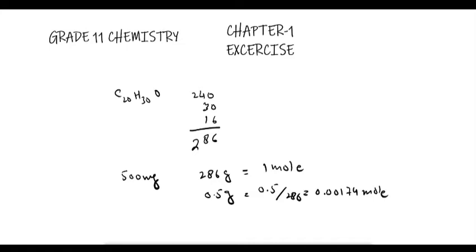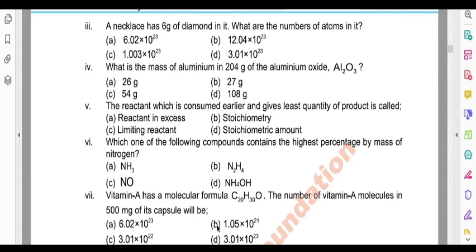So you know that 1 mole of anything is equal to Avogadro's number. So 0.00174 would be equal to the same number multiplied by the Avogadro's number. So this is equal to 0.0105 into 10 raised to the power 23. So this would be equal to 1.05 into 10 raised to the power 21 molecules of vitamin A. Let's see if we have this option there. Yes, we have the option 1.05 into 10 raised to the power 21, which is option B, the correct option.